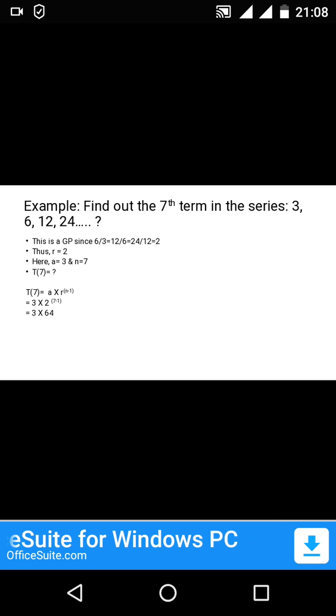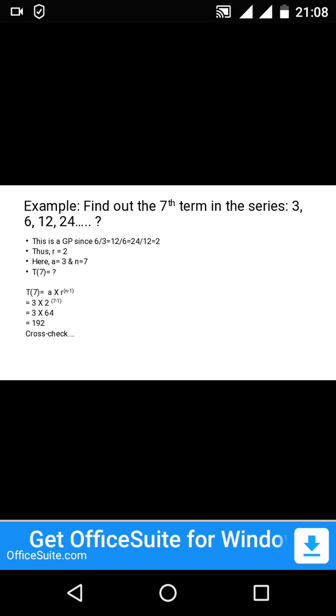That is why we have replaced 2 raised to the power 7 minus 1 by 64. 2 raised to the power 7 minus 1 is equal to 2 raised to the power 6 is equal to 64. So what is the seventh term now? 192. You can check this also. Can you cross check? Yes, you can. So you please do that.